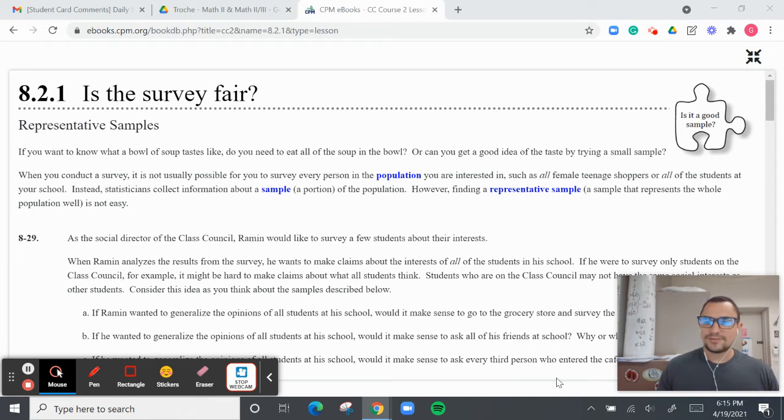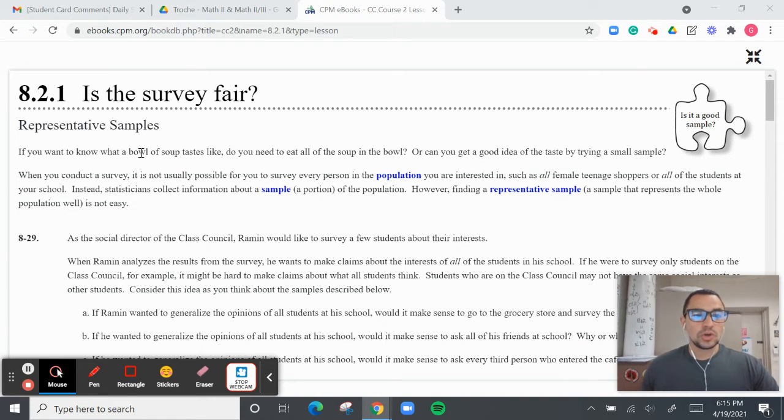Is the survey fair? Now we're going to be talking about collecting data. We are going to be collecting information and putting it all together, in terms of how we can use this information and how we would read it. But basically, we're talking about collecting data. So we have some representative samples in this situation here.